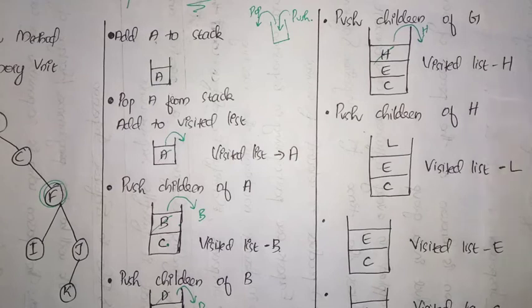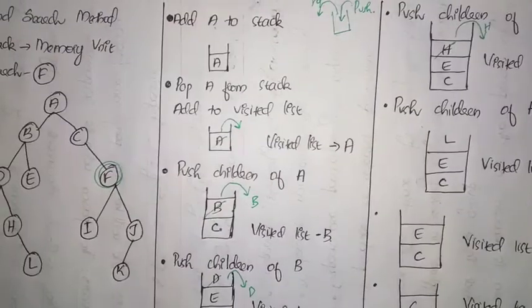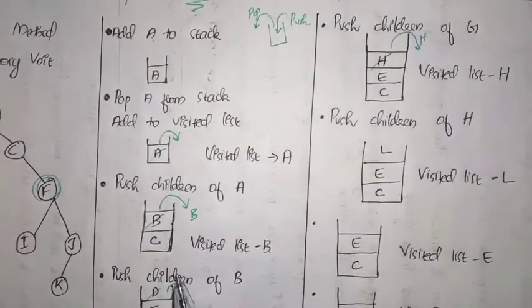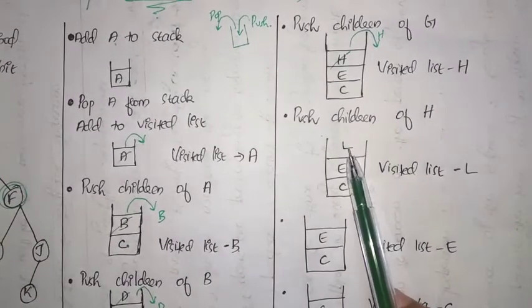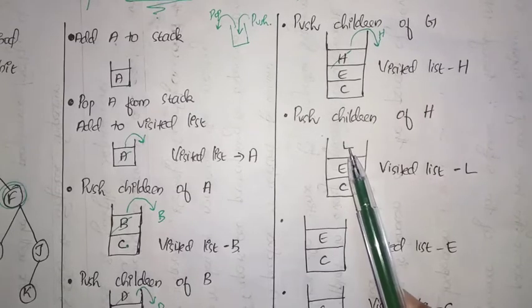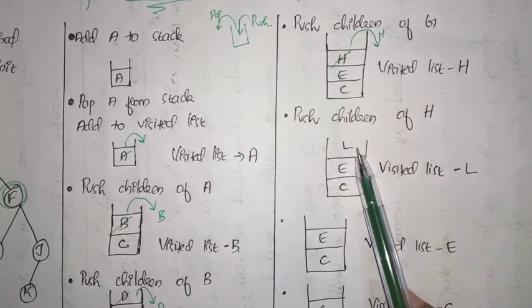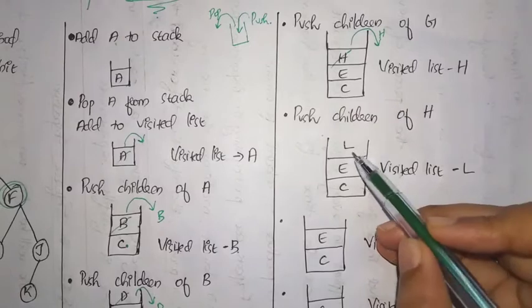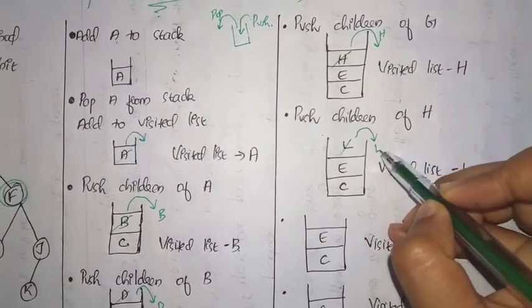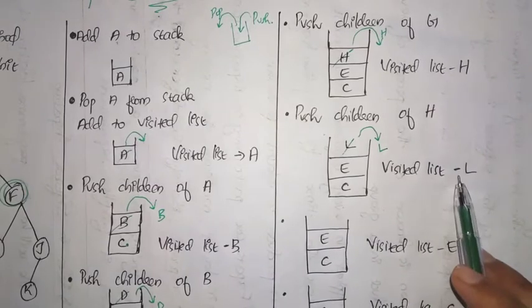Then we check whether H has any children or not. Here we know that H has a single child, L. So this L is pushed onto the top of the stack. Now again the topmost element in the stack is popped out. So here we know that the topmost element in the stack is L. L is popped out of the stack and added into the visited list.